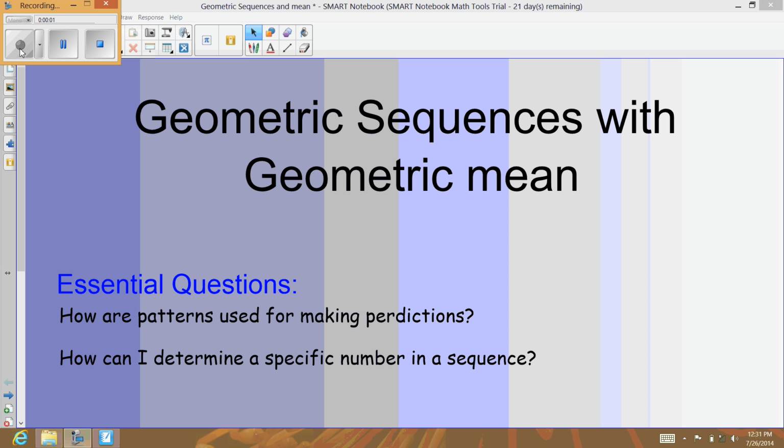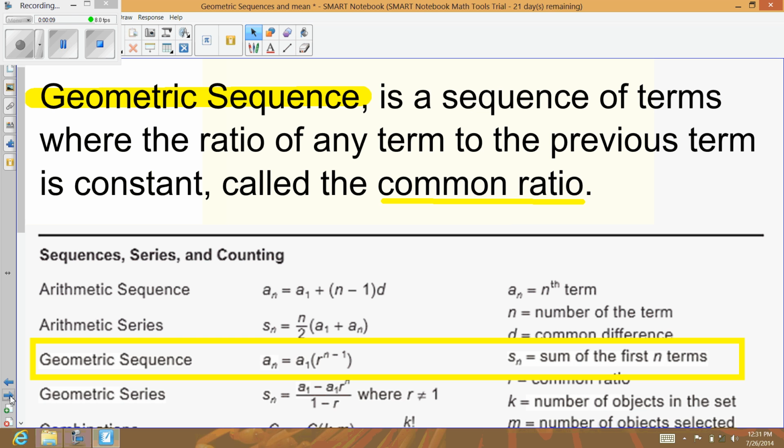Geometric sequences with geometric mean. Make sure you pay attention to the essential questions. Very similar to what we did the previous time about arithmetic, but geometric, we're talking about the common ratio. Remember, the ratio is the R in your reference sheet. Again, geometric sequences are just below the arithmetic on your reference sheet.